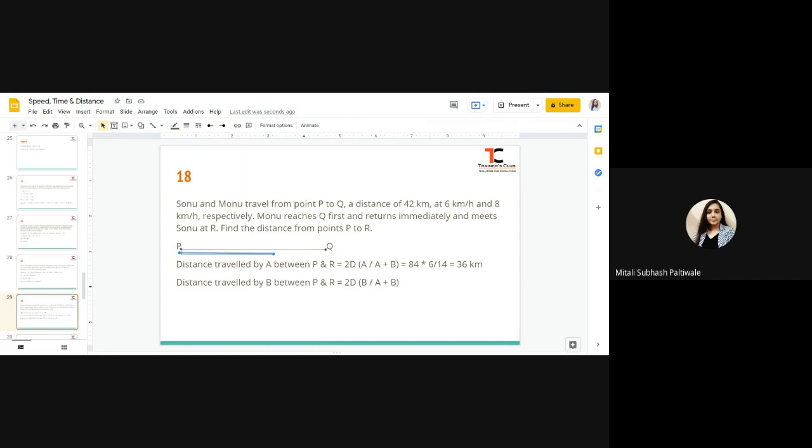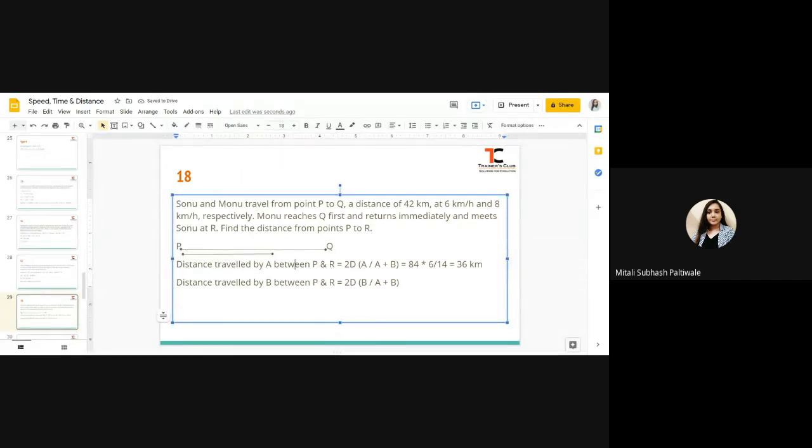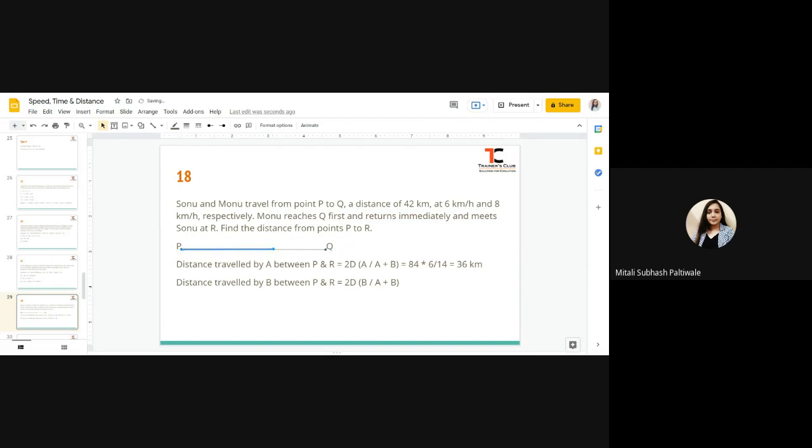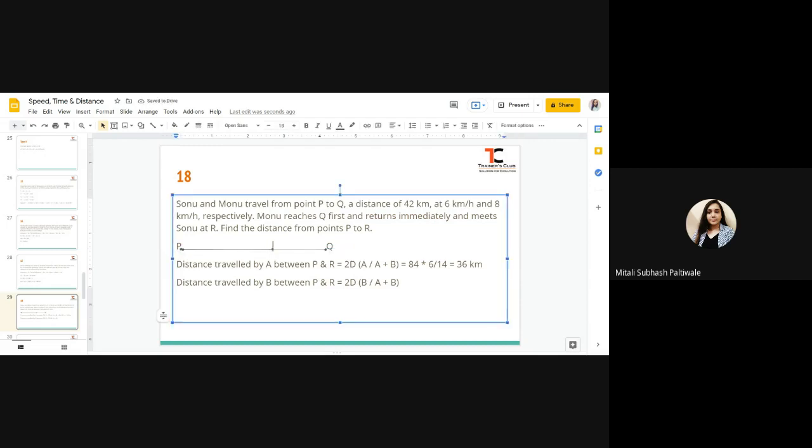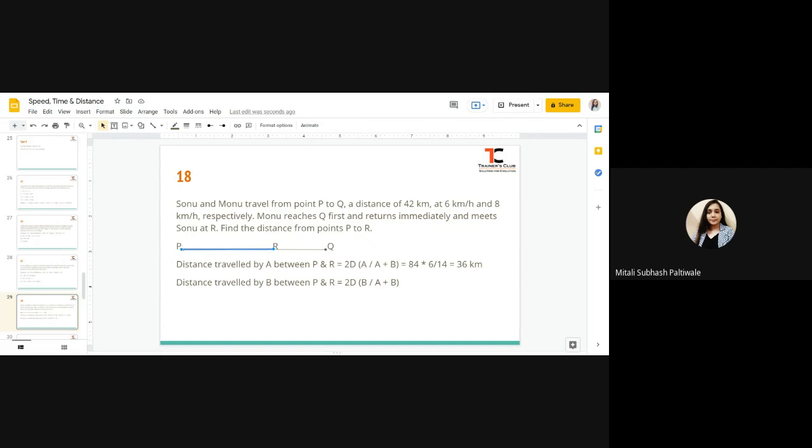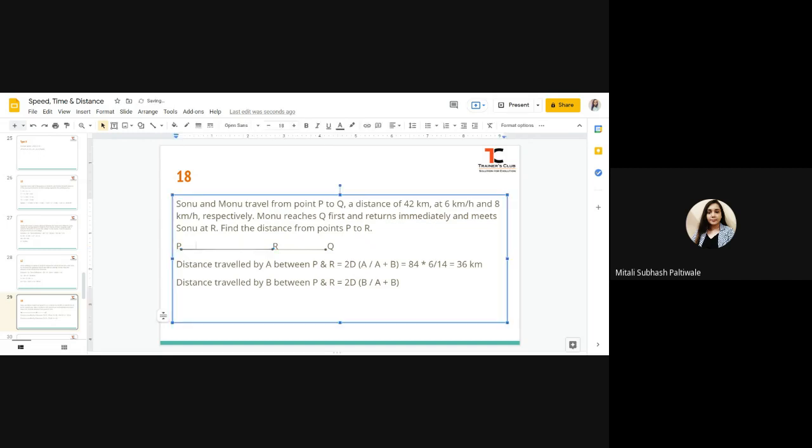So we have to consider one thing: even if R and P are there, Monu is reaching Q first, and he returns immediately and meets Sonu at R. So here there might be Sonu somewhere. Where point R is, we have to find that distance. R is somewhere in the middle of it, so we have to find the distance which Sonu has covered.